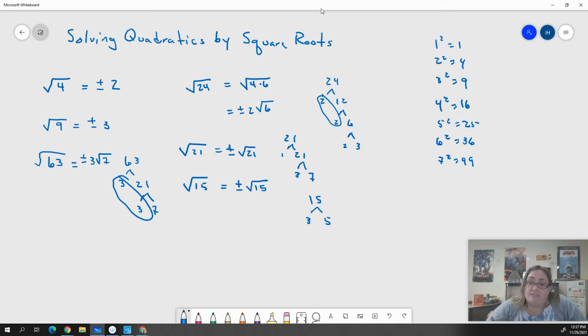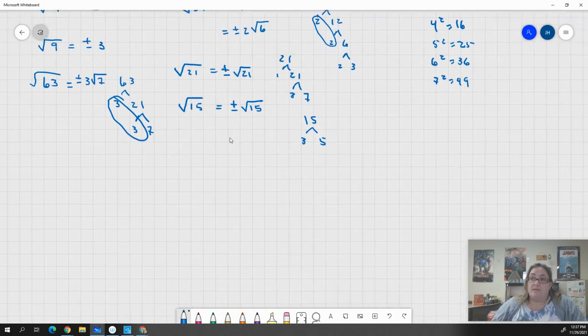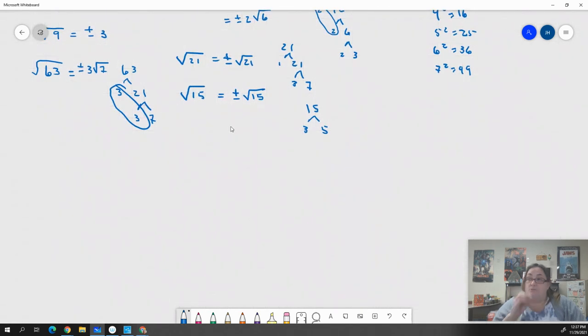I know you guys have done this before, but it's been a while since you've done square roots. So I want to make sure you understand how to break them down, because you can't just stick them in a calculator and give me a decimal answer.